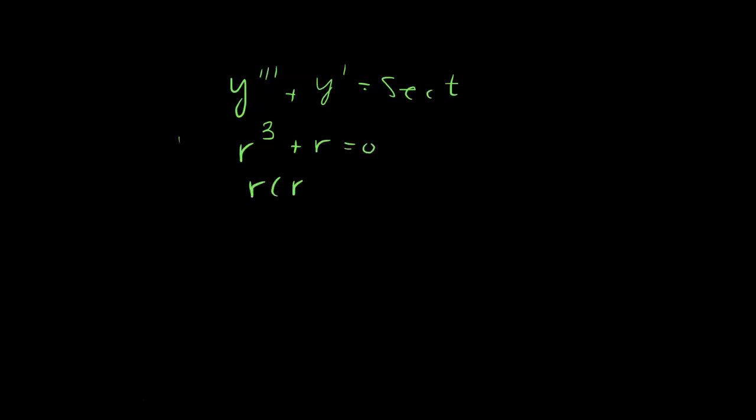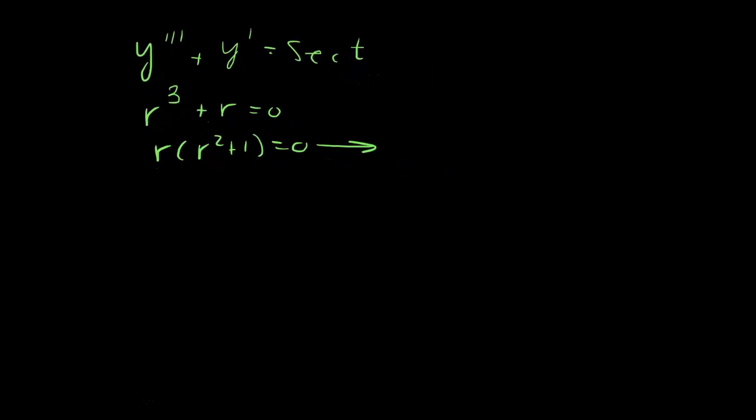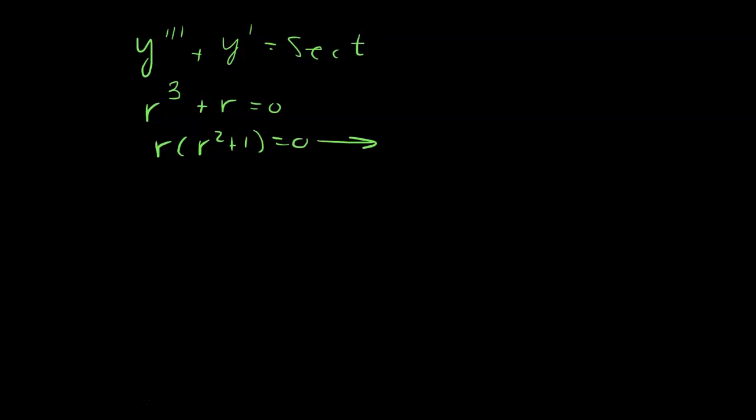This gives me r times (r squared plus 1) is equal to 0, which results in us concluding r is either 0 or positive or negative i. So the 0 corresponds to the solution of a constant, and the positive and negative i give the cosine t and the sine t. So there is our homogeneous solution.